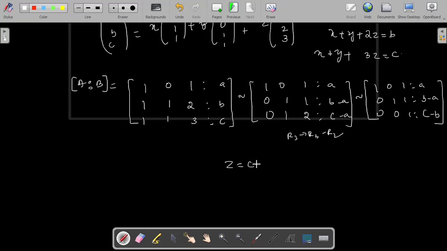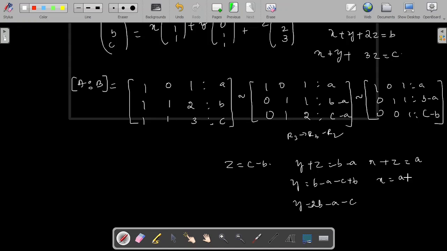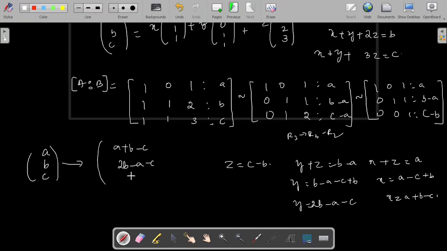So z equal to C minus B, then y plus z equal to B minus A, and x plus z equal to A. So y equal to B minus A minus C plus B. So y equal to 2B minus A minus C. X equal to A minus C plus B. So x equal to A plus B minus C. So coordinates of any vector A, B, C with respect to the basis S given by x is A plus B minus C. Then y is 2B minus A minus C, z is C minus B.